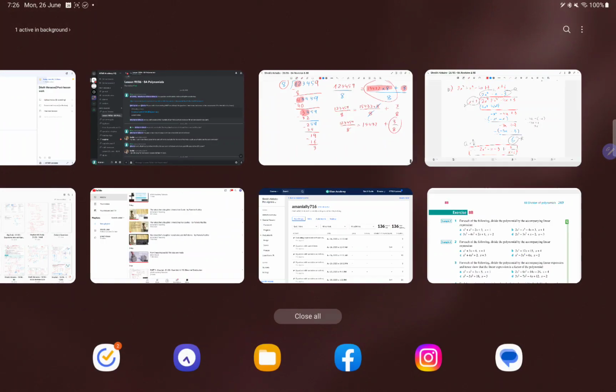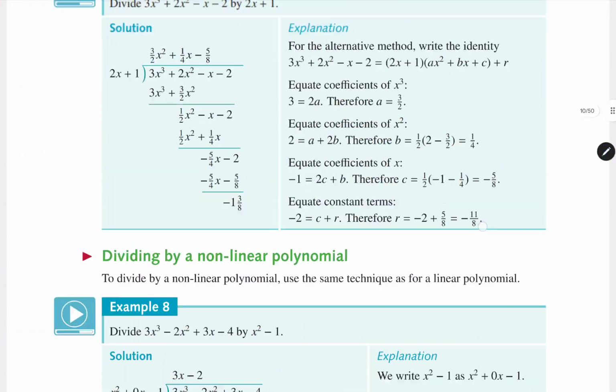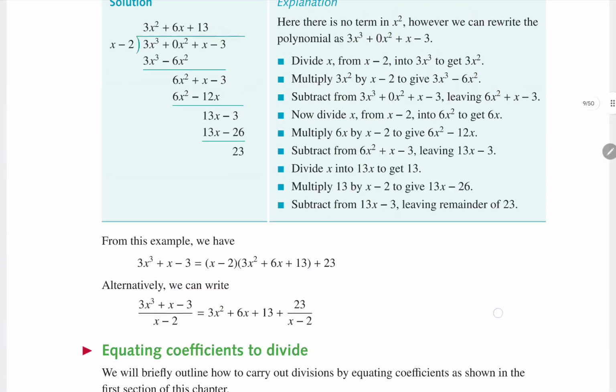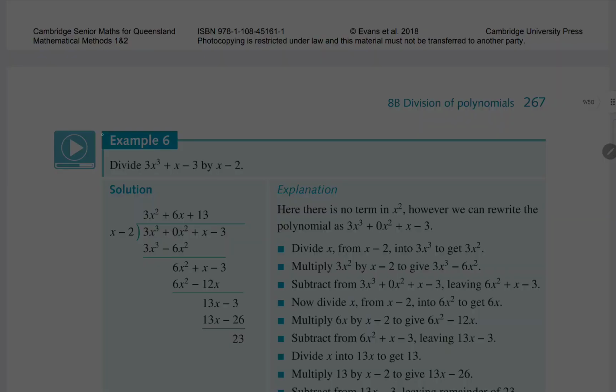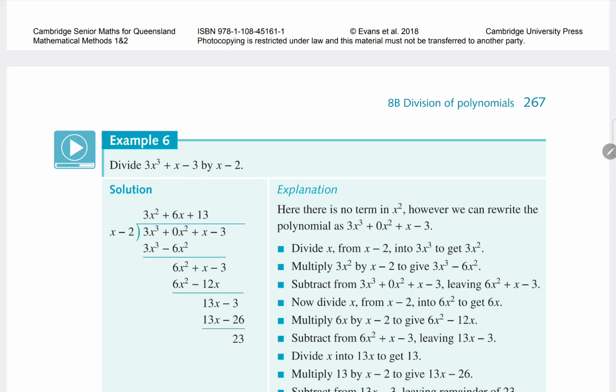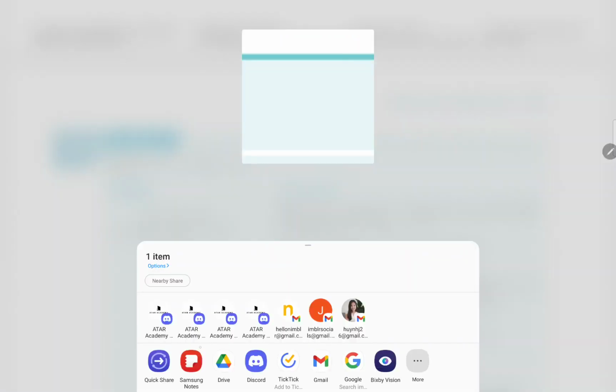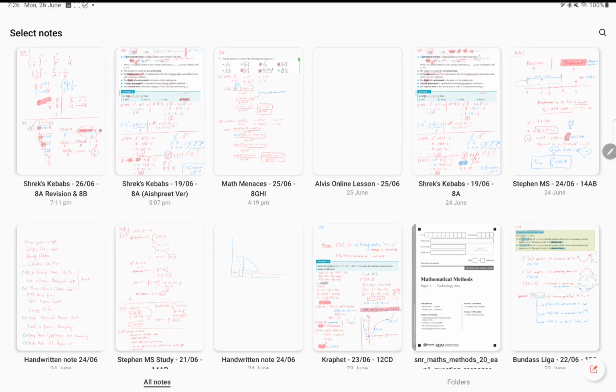Guys, have a look. I'll show you one more example, and then you can actually do all the way to question 6. So this example is this one here.